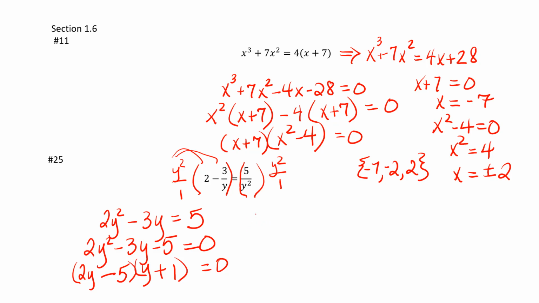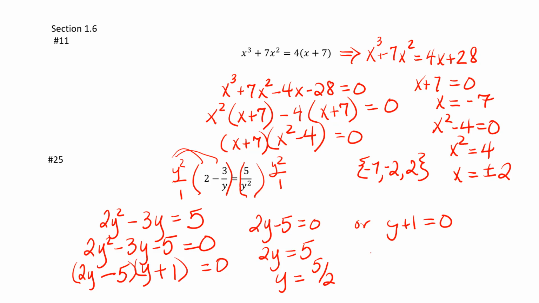Since these two factors multiply together to give me 0, that means that 2y minus 5 is 0, or y plus 1 is 0. So this would be 2y equals 5, divide by 2, and y is 5 halves. Over here, subtract 1, and you get y equals negative 1. So the solution set for this is going to be 5 halves and negative 1.